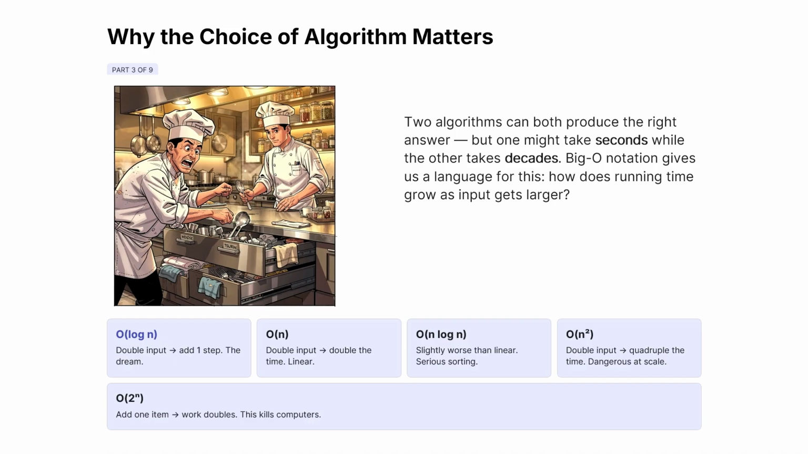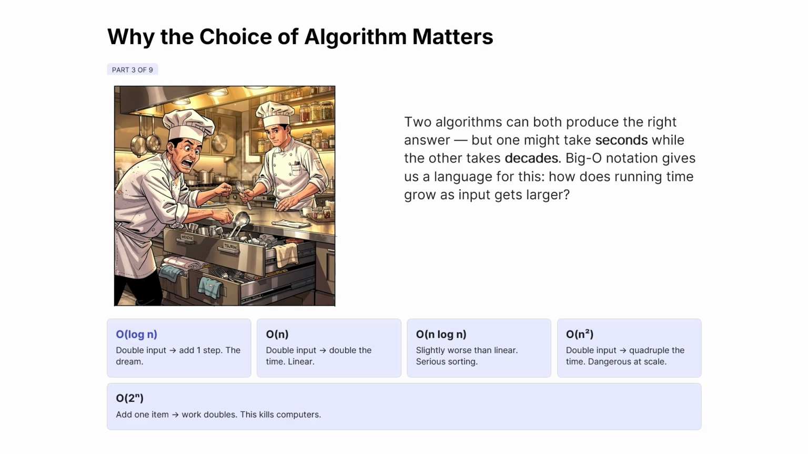Now scale that up. 10 drawers? Sure, whatever. 10 million drawers? That gap between check everyone and go straight to the right one is the difference between a program that runs in seconds and one that runs for decades. Big O notation gives us a language for this. It describes how an algorithm's running time grows as the input gets larger. Not how fast it runs right now, but how much slower it gets when you add more data.